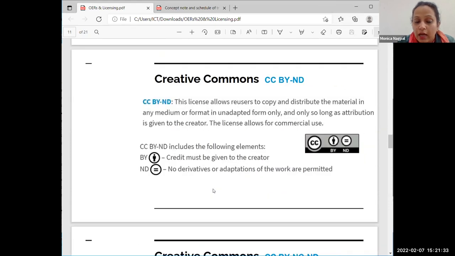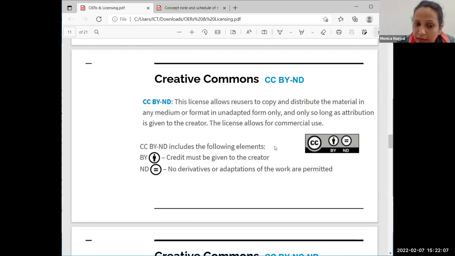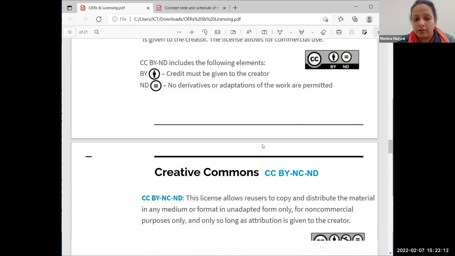Now the next license is CC BY ND. ND was non-derivative, which means you cannot make changes to the work. You cannot adapt it as per your need. Say, for example, I have created a resource in English. You cannot translate it or adapt it in Tamil, Telugu, or any other language. But in other previous licenses, you can do that. So that is the difference of this license. Here, I am using somebody's product. I am giving the attribution, but I am not allowed to make changes in that content.